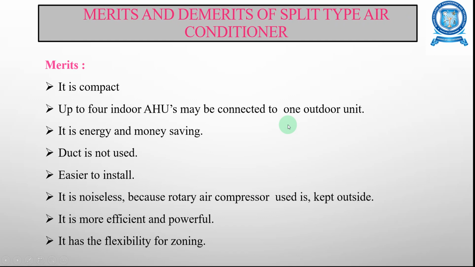Next are the merits of the split type air conditioner. It is compact, and up to 4 indoor units may be connected to one outdoor unit. It is energy and money saving. Duct is not used here, installation is very easy, and it is noiseless because a rotary air compressor is used and it is kept outside. It is more efficient and powerful, and has flexibility for zoning.